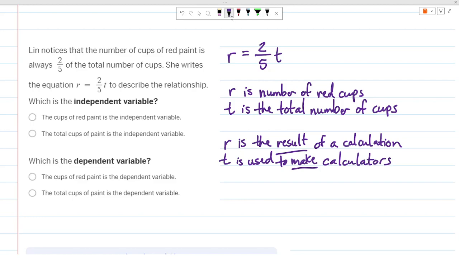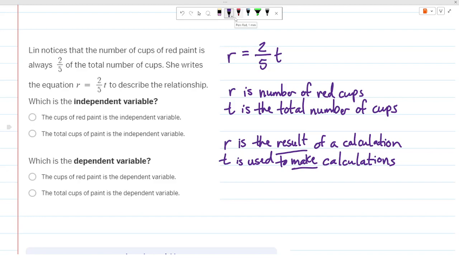So since R is the result of a calculation, that would make the red cups the dependent variable. And since T is used to make calculations, I misspelled that, I wrote calculators. T is used to make calculations, that means that the total number of cups is the independent variable. So for the first question that says which is the independent variable, the correct answer would be the total cups of paint is the independent variable.